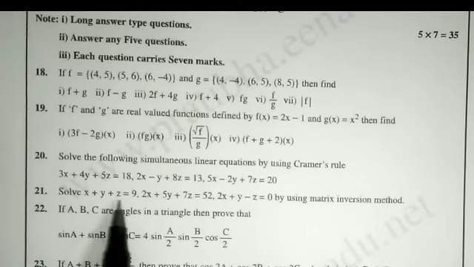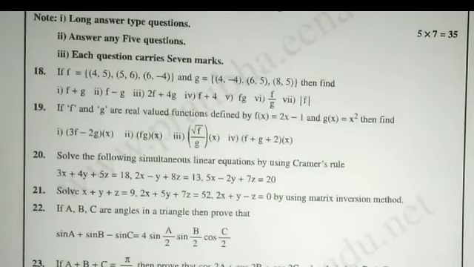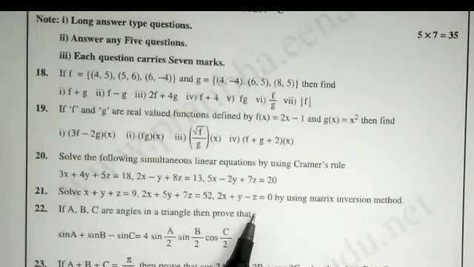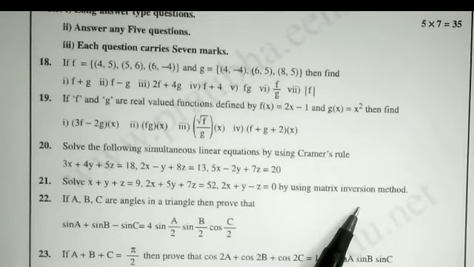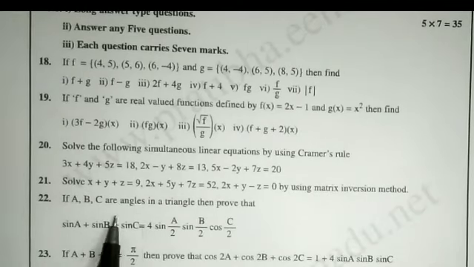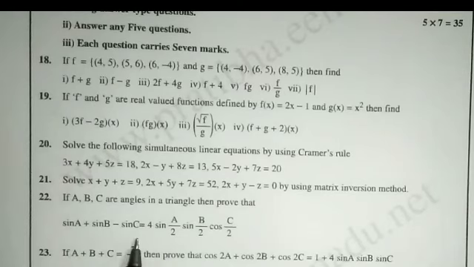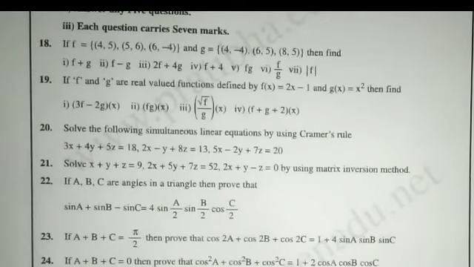Next one. Solve the equations x plus y plus z is equals to 9, 2x plus 5y plus 7z is equal to 52, 2x plus y minus z is equals to 0 by using the matrix inversion method. Now the next question, if A, B, C are the angles in a triangle, then prove that sin A plus sin B minus sin C is equal to 4 into sin A by 2 sin B by 2 sin C by 2.